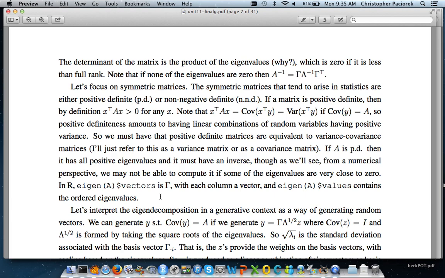So what am I doing here? Well, I'm just taking my eigenvector matrix. I'm taking the square root of my eigenvalue matrix, and all that corresponds to doing is taking the square root of each of those diagonal elements of the matrix. So what does that do? Well, I could generate y in this way.